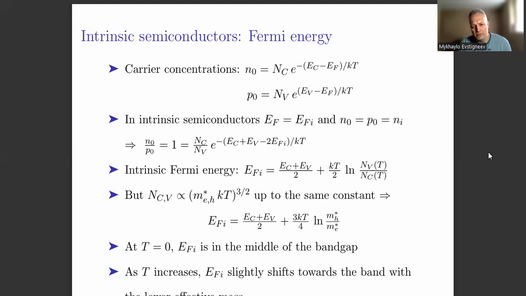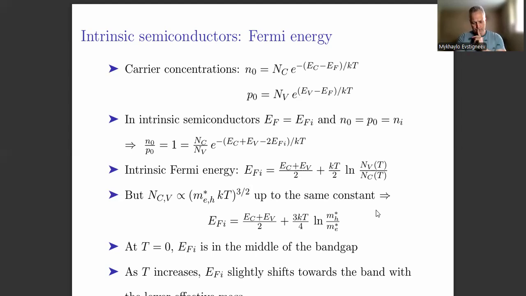The natural logarithm of a number raised to the power 3/2 is 3/2 times the natural logarithm of that number. So kT over 2 gets multiplied by 3/2. This gives me 3/4 kT times the natural logarithm of the ratio of the effective masses, hole effective mass to electron effective mass. So at absolute zero temperature, the intrinsic Fermi energy happens to be exactly in the middle of the band gap.